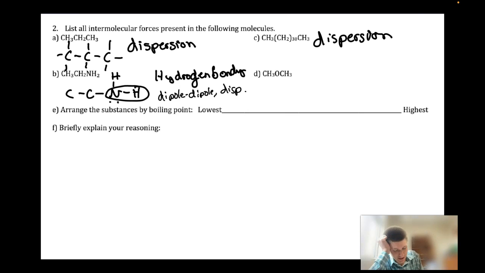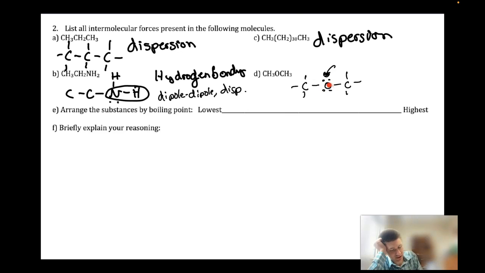CH3OCH3, on the other hand, here if I look at its Lewis structure, just drawing sticks for the hydrogens for now since I don't want to write them all out. Here's the Lewis structure. I have this oxygen atom here. I have no N-H or O-H type of bond in this molecule, so I don't have hydrogen bonding.